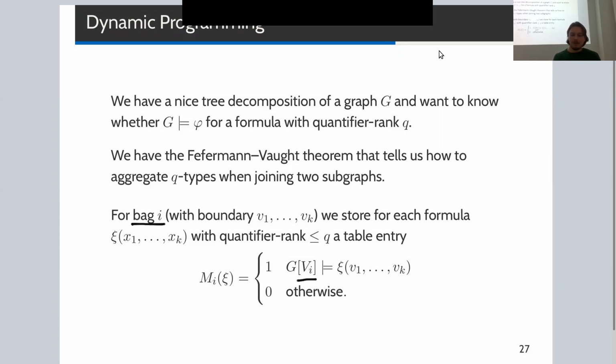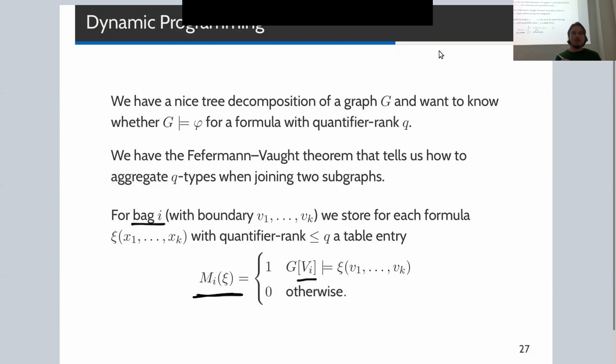And for each formula with quantifier rank at most Q, we're going to store a 1 if it is true on G induced on VI, and a 0 if it is not true. We store this in the function mi of xi. So if we look into this mi, if the formula gets mapped to 1, it is in the Q type. If it gets mapped to 0, it is not in the Q type. So this is a lot of information that we're going to store.